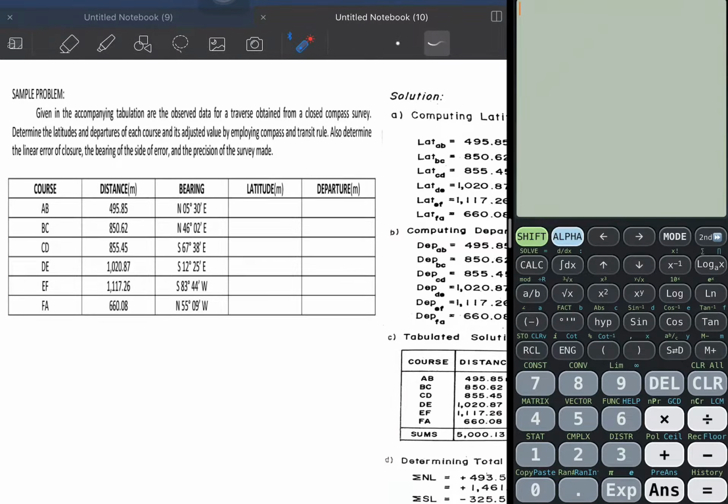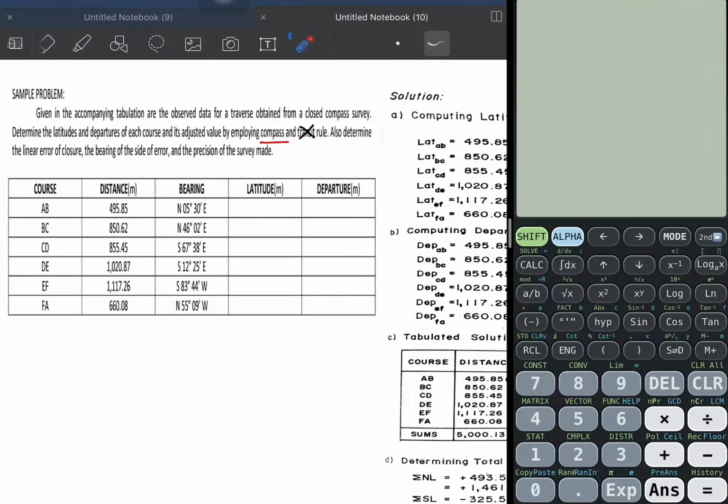Okay, good morning class. So we have now the sample problem given in your notes 3. That is to adjust the latitude and departure using compass rule or using transit rule. But in this problem, we'll just use compass rule. For transit rule, that is your assignment. I will just give you another set of problem to solve using transit rule adjustment.